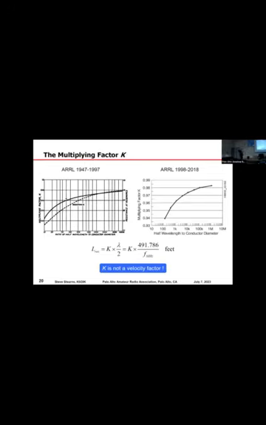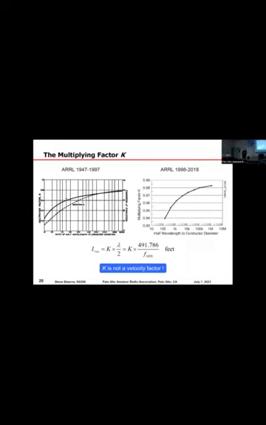some curves. The curves on the left were published by the ARRL from 1947 to 1997. And the curve on the right was published starting in 1998 up to 2018. What happened is very interesting. Somebody thought that they could do a better job by using NEC software to compute the curve rather than using the old formulas. So they computed it. They came up with a different curve. They look similar, but when you overlay them, they're not.